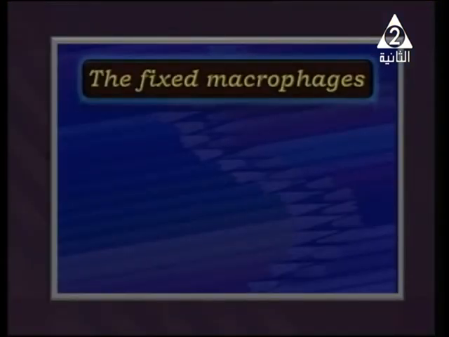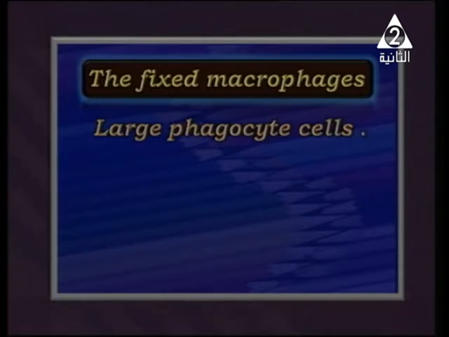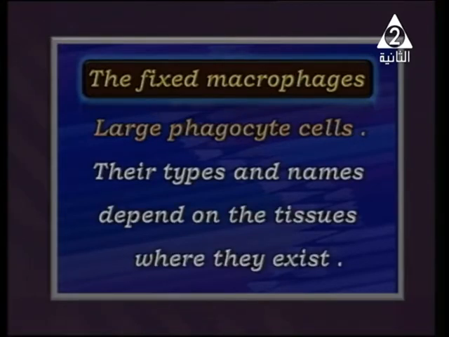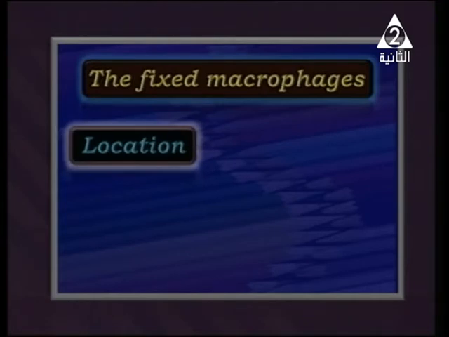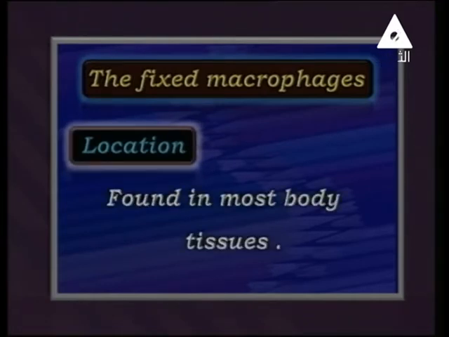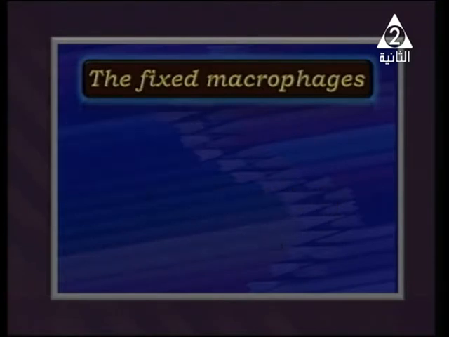Number one, the fixed macrophages. Actually, they are large phagocyte cells, I mean relative to the other cells. Their types and names depend on the tissue where they exist. They are found in most body tissues, so they are spread all over your body.